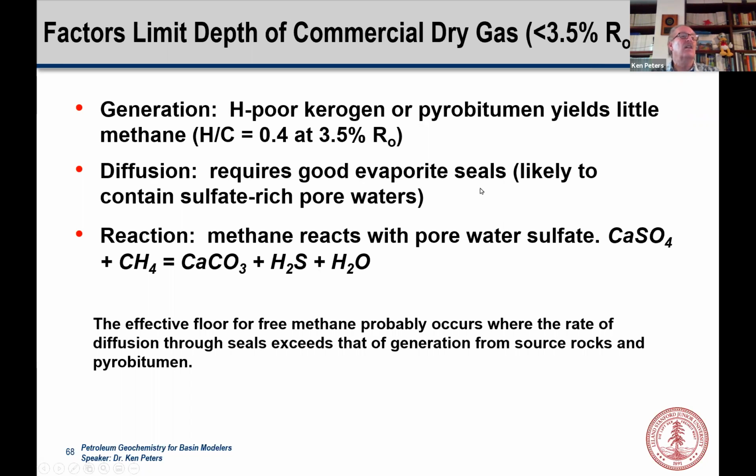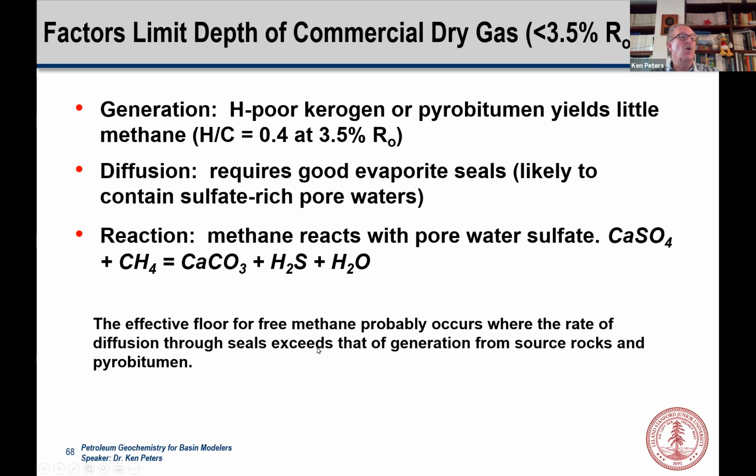The issue, though, is that evaporite seals are going to contain gypsum or sulfate, and there's sulfate-rich pore waters. So at high temperatures, that methane can react with the pore water sulfate. And that's the analog of bacterial sulfate reduction, except it's inorganic. The sulfate reacts with the methane, and to oxidize the methane, it combines with calcium to form calcite, and you form hydrogen sulfide, which of course is highly reactive and doesn't migrate too far.